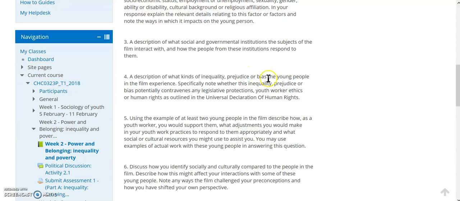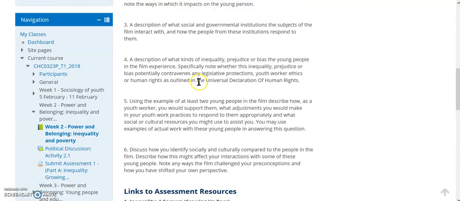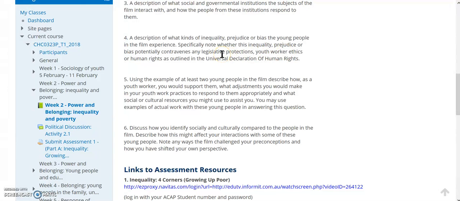inequality, prejudice or bias young people in the film experience. Have a think about that in relation to what you've seen. Think about if there are other complexities in that matter as well. For example, are people from a different cultural background, and does that make the situation more complex if you put on top the fact that they're living in extreme poverty, for example? And consider their rights, their human rights. And you need to go back to chapter 1 for this, to look back on the Declaration of Human Rights.